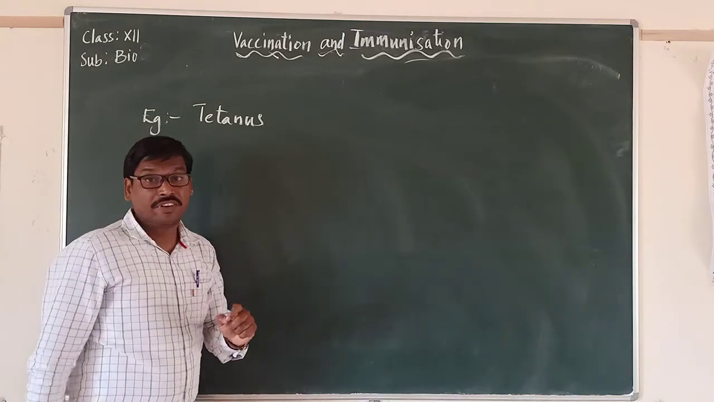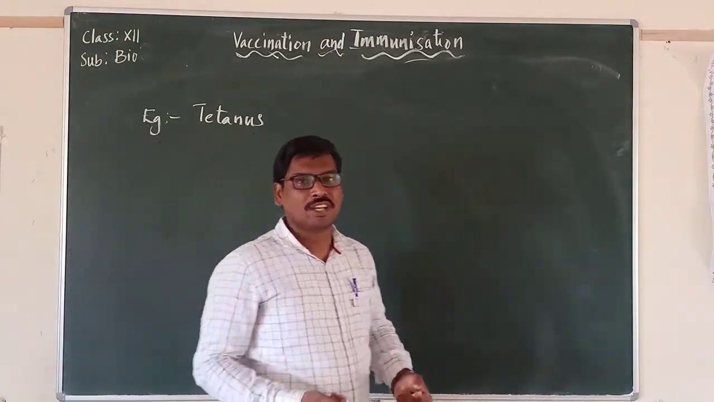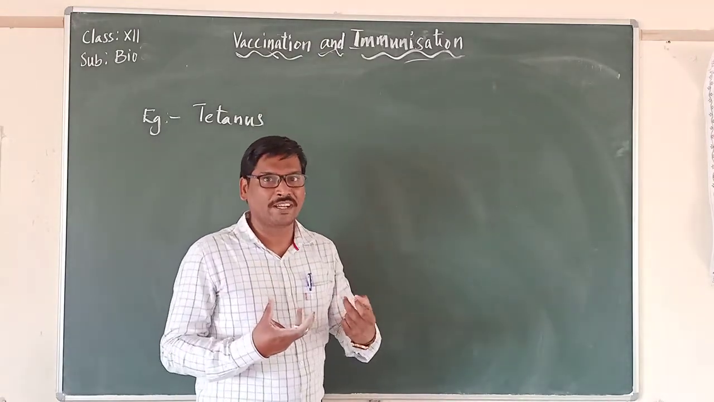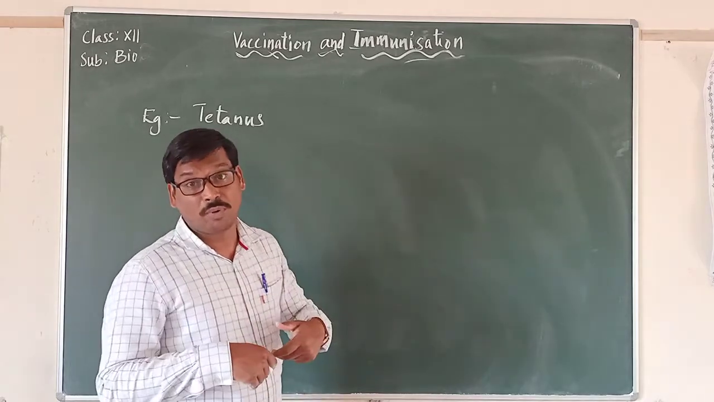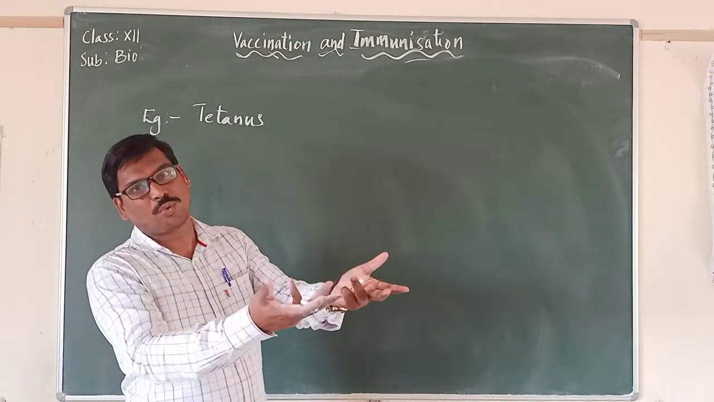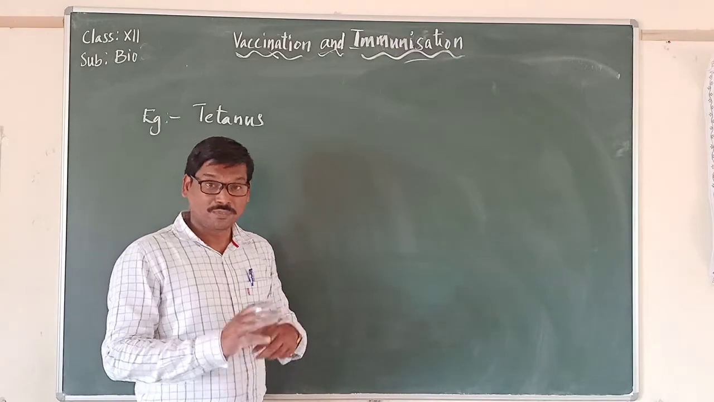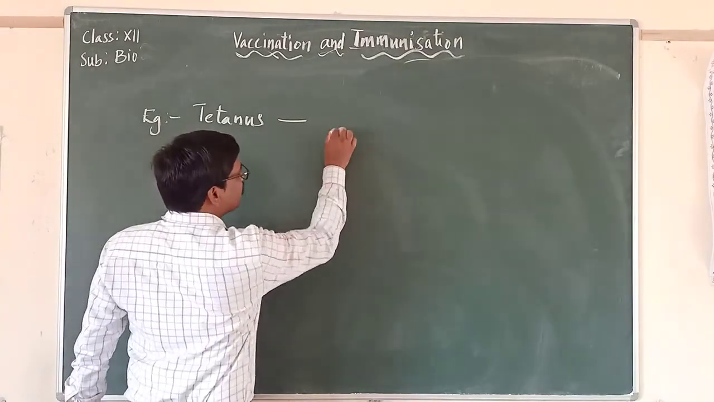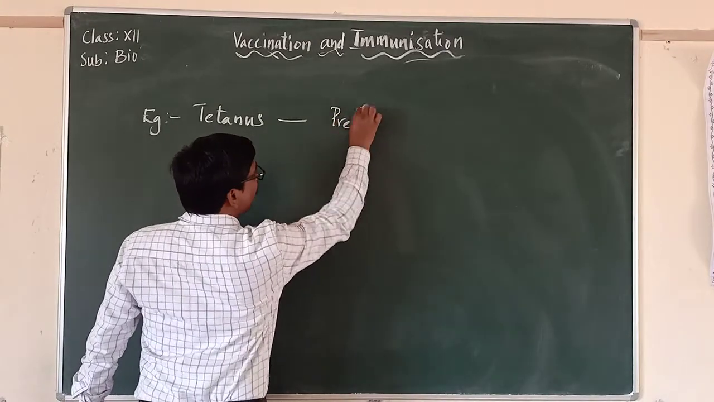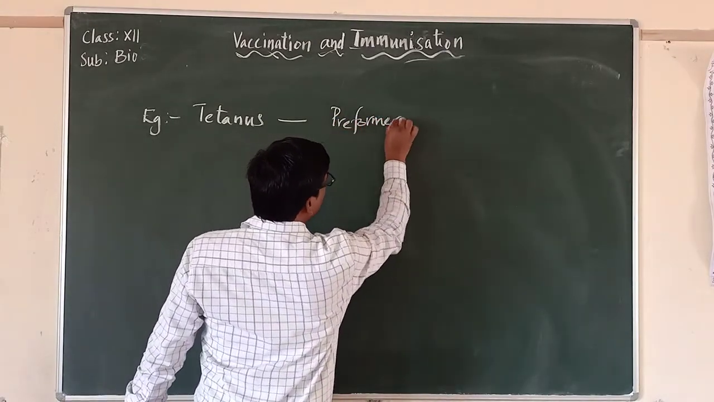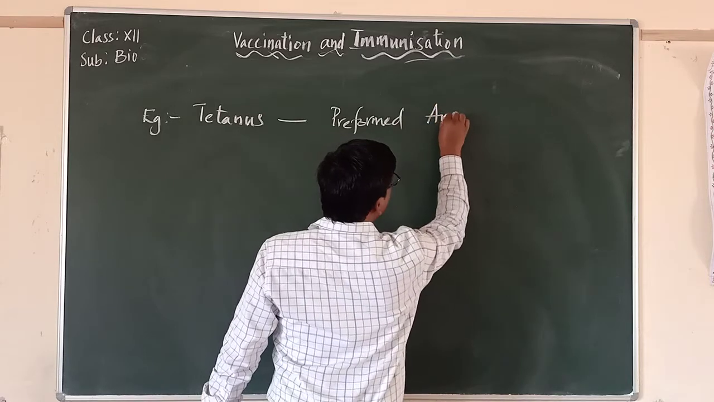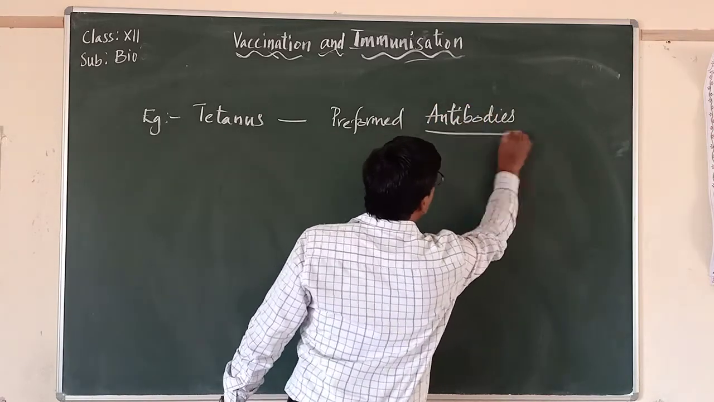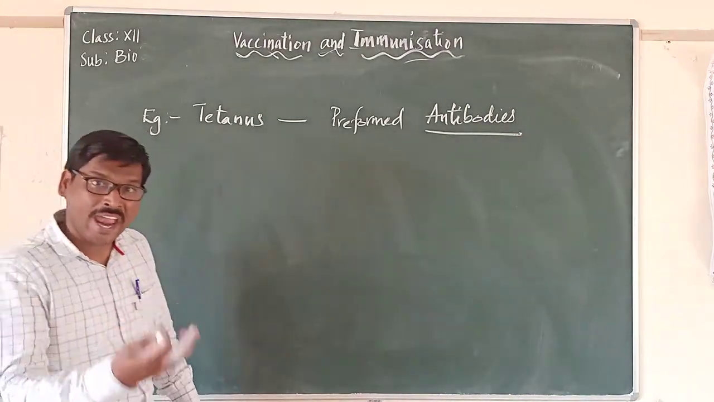Then for which we cannot wait, we cannot introduce the heat-killed or weakened or inactivated pathogen into the body and prepare the body to produce the antibodies. No, but for this disease we have to give preformed antibodies. Please remember this, we have to give preformed antibodies, which means these antibodies are prepared in another organism, in another animal.